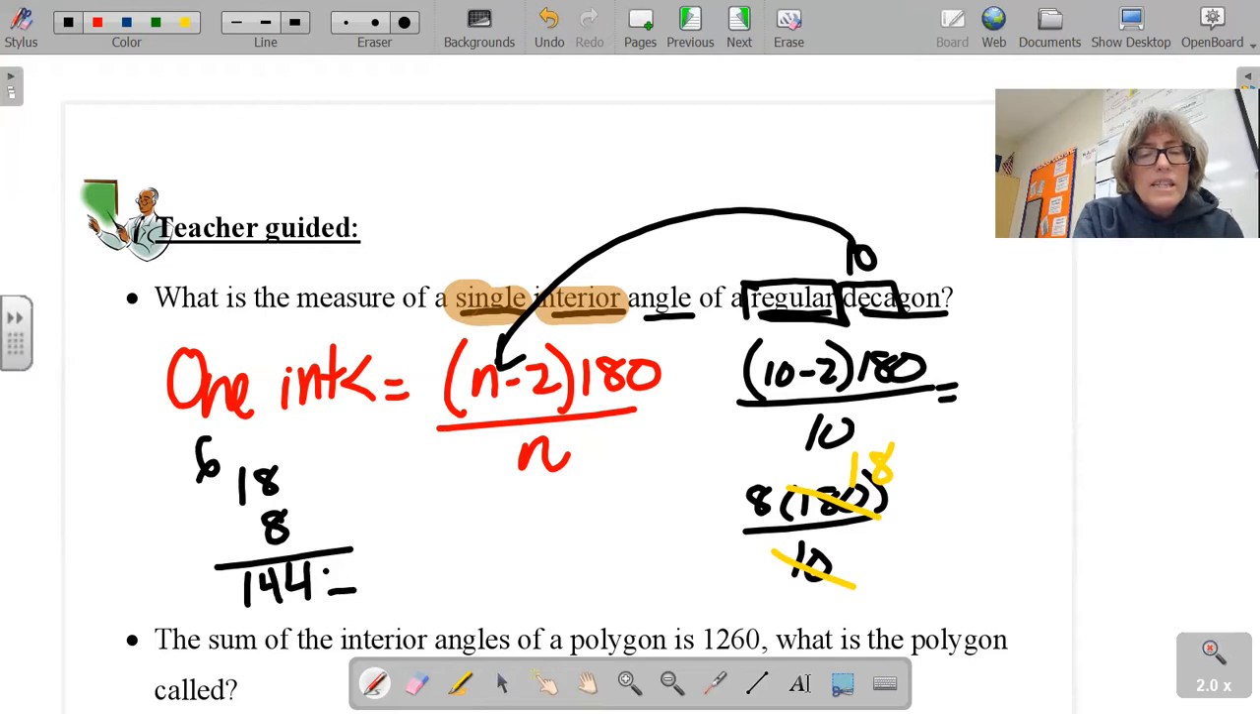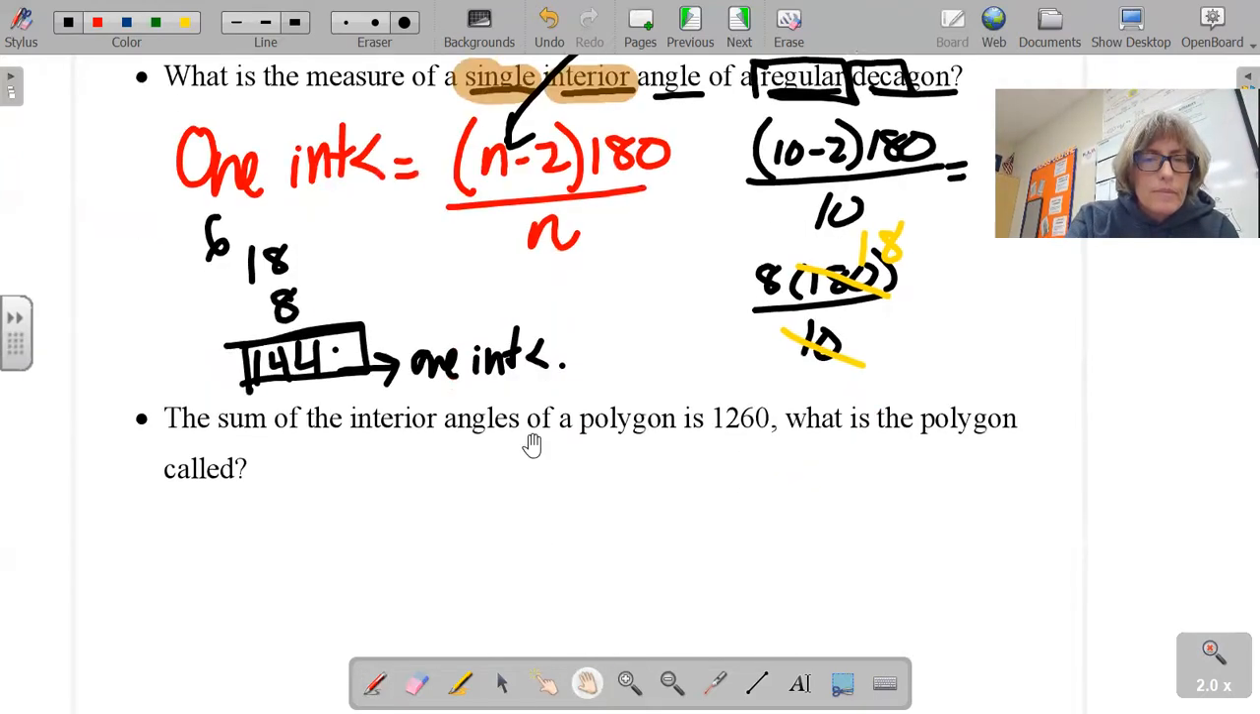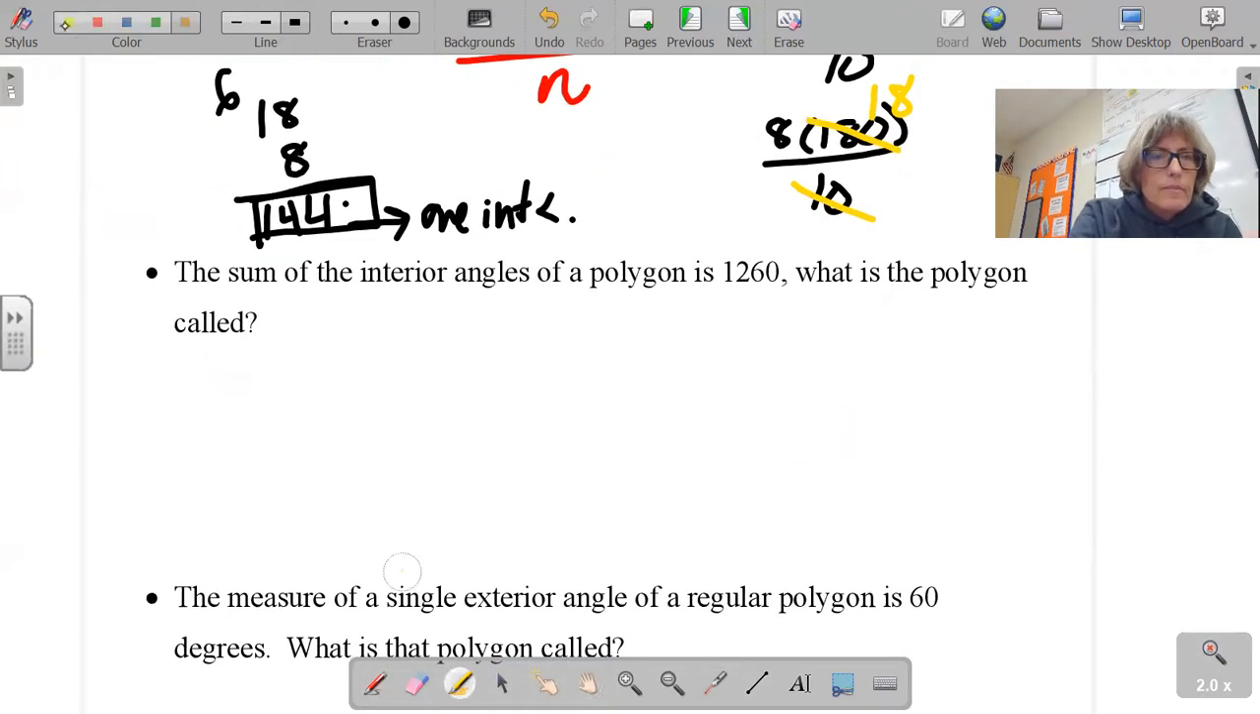So a single interior angle of a decagon is 144 degrees, if it's regular. First we finger track and read. Put here, read, lips moving. Ready? Read. The sum of the interior angles of a polygon is 1260.